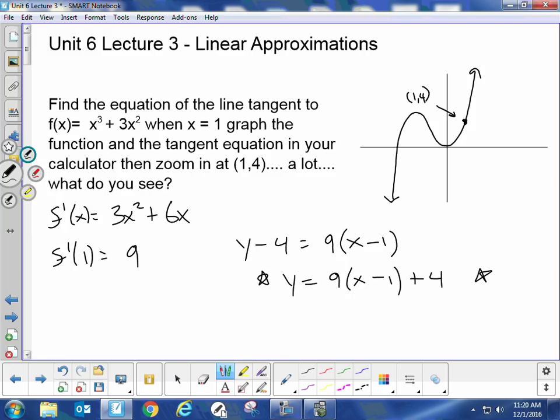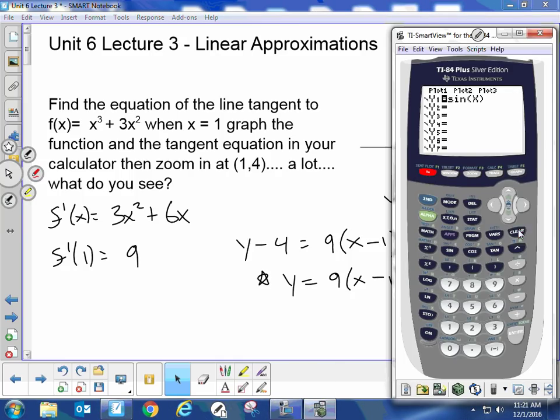New lesson. This is kind of a one-off lesson, just like the inverses were kind of like a one-off lesson. Yep. You got 3x squared plus 6x, right? Yep. Plug in 1, because we're looking at (1, 4). You get 9. So you get y minus 4 equals 9 times (x minus x1), x minus 1. Right? Okay. So there's my tangent line. Looks like that, right? Let's look at it in our calculators.